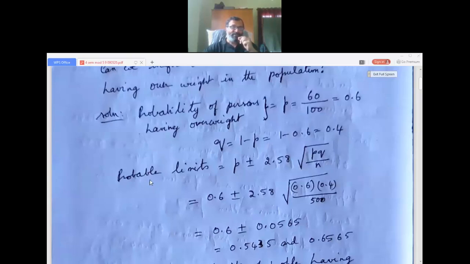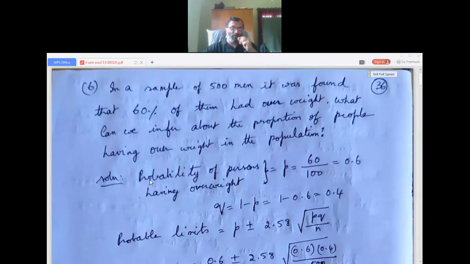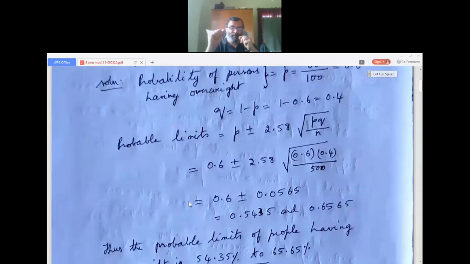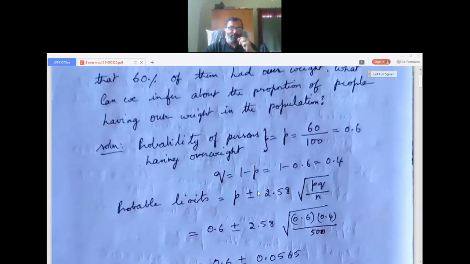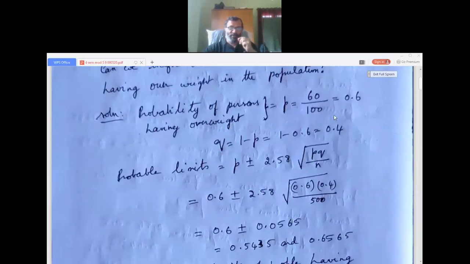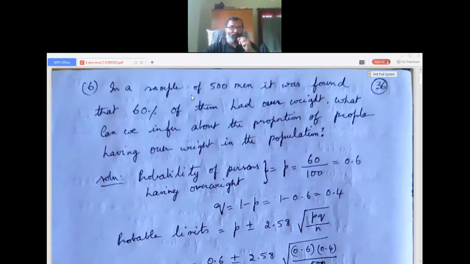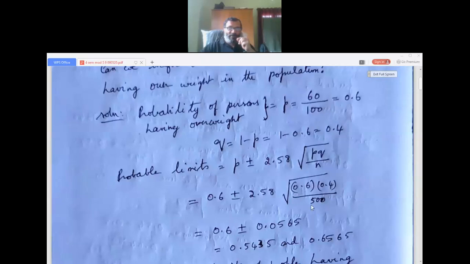Now, probable limits in this test of significance by proportions. The formula is there. I have given the formula list. I had given the complete theory of all the significance tests, hypothesis tests, and then the chi-square test, etc., in the 2-3 sessions back. So in that, there is the formula: P plus or minus 2.58 square root of PQ by N. So substitute P is 0.6 plus or minus 2.58 square root of 0.6 into 0.4 by N. N is the sample of 500 men. So 0.6 into 0.4 divided by 500.